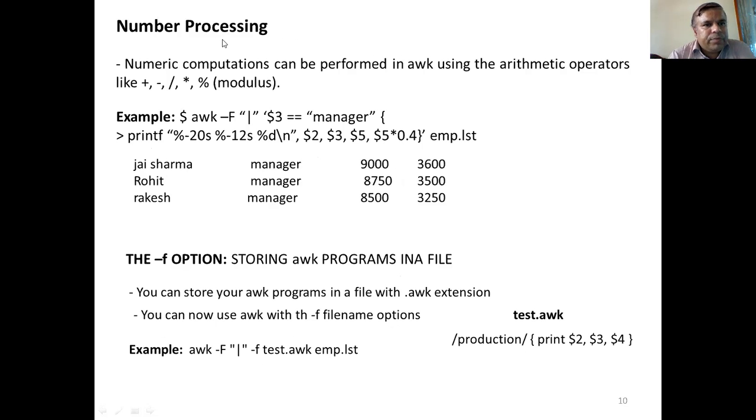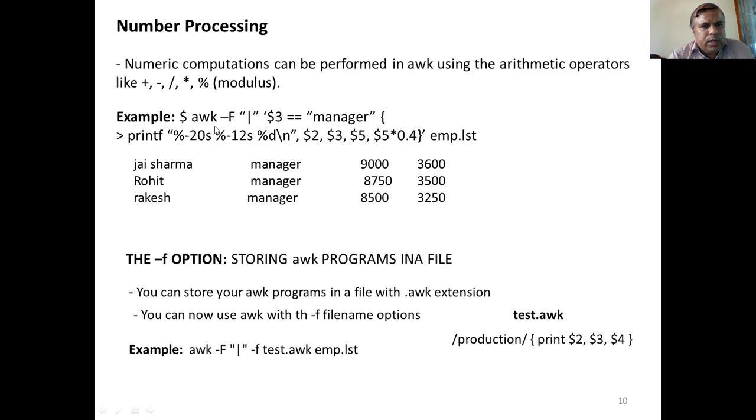Then number processing. Numeric computations can be performed in AWK using the arithmetic operators like plus, minus, division, star, and percentage modulus operator. Here is an example. We want to display all the employees whose designation is manager, and display their names, the designation, the salary, and also the DA, daily allowance. Daily allowance is calculated as 40% of the salary, the fifth field. So this is number processing.